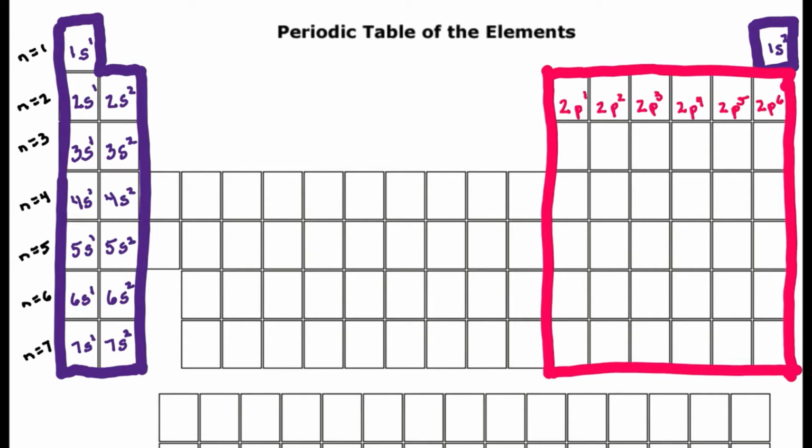So I'm going to go to the next energy level, which is 3. So it's going to be 3p, and I start all over again. So it's going to be 3p1, then 3p2. Okay, you get the point. So I'm going to just write these out quickly.